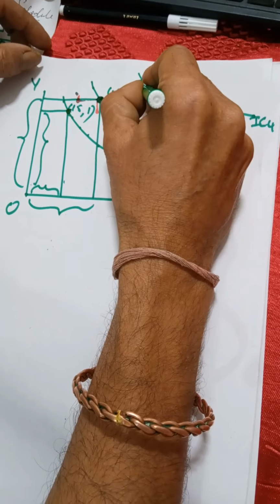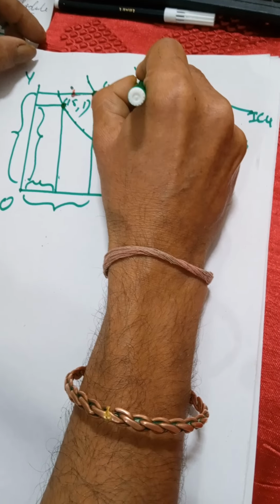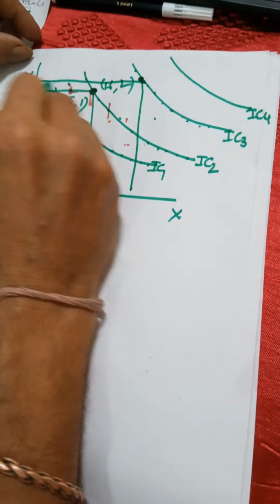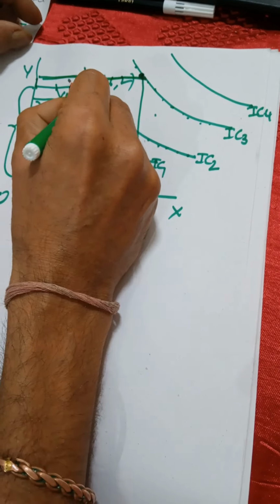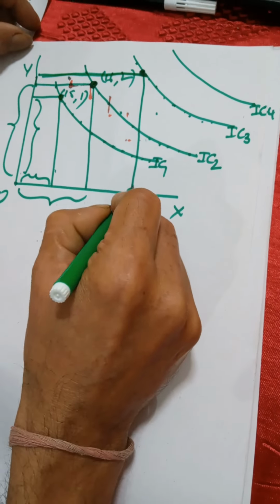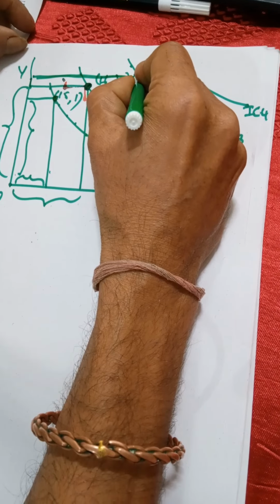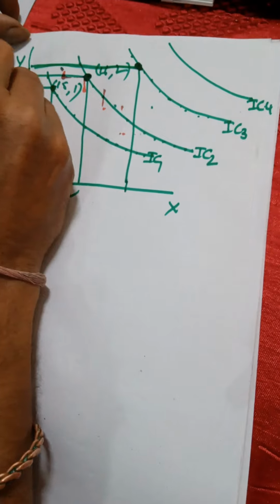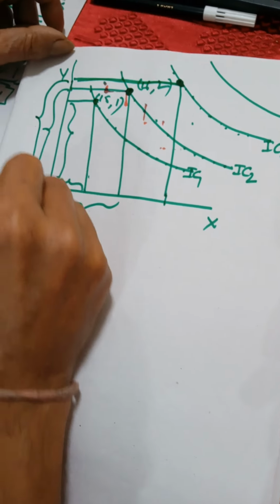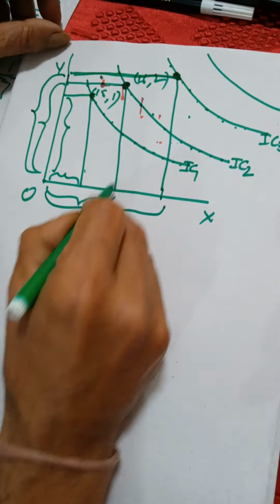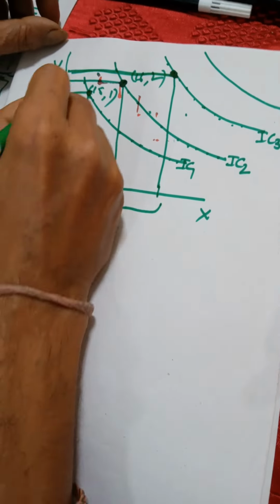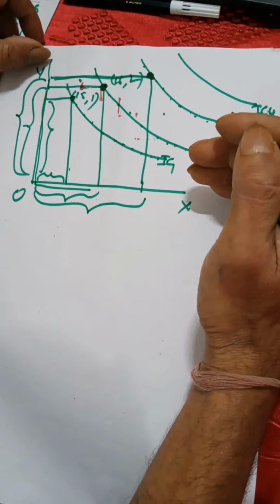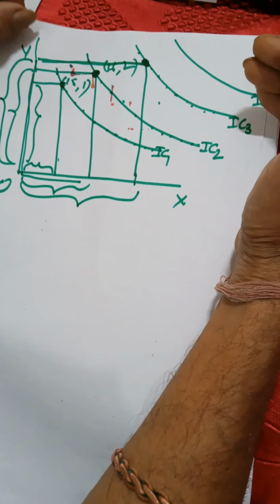And this point or this combination gives the consumer greater satisfaction than this point gives. That means the consumer will prefer to live at this point than this point. Why? Because this point denotes more of Y and more of X compared to this point. So, the higher the indifference curve, the higher the satisfaction of the consumer.